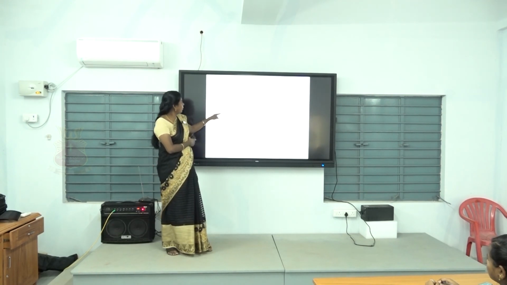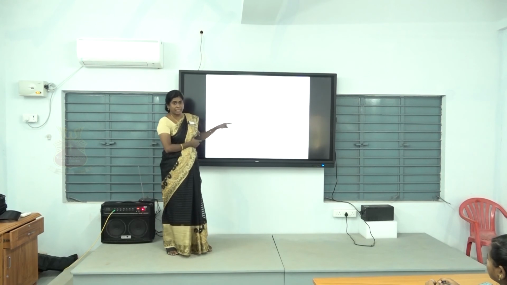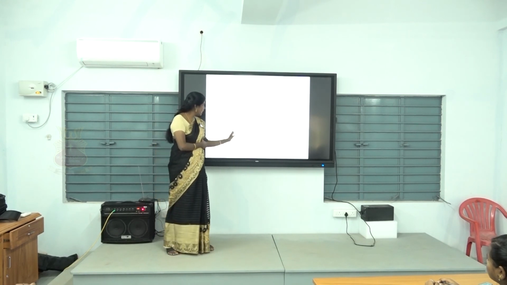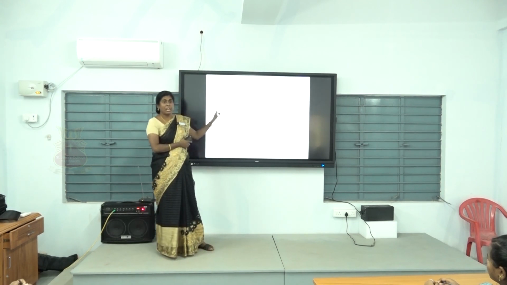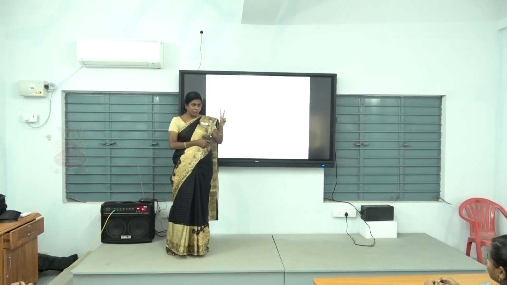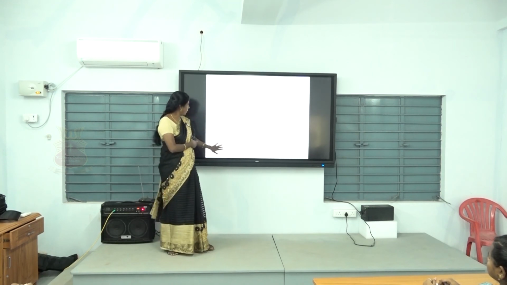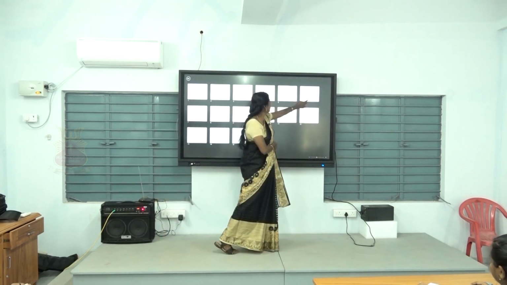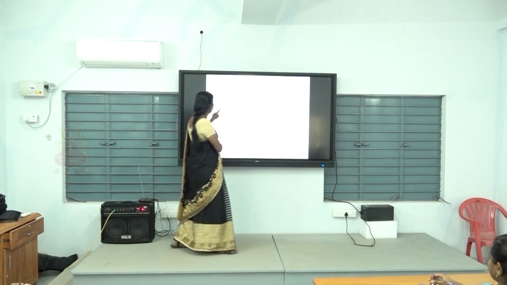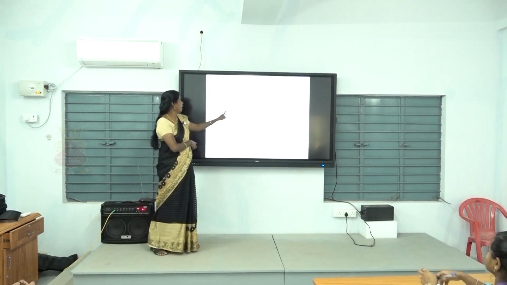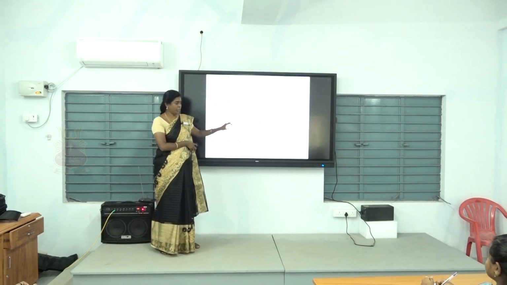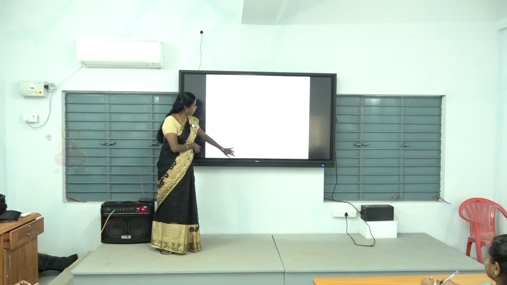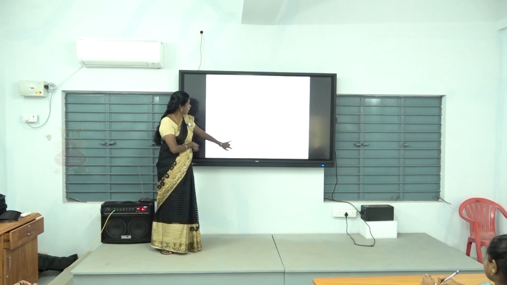Now we should calculate fixed cost. Fixed cost is not given in the problem, so we should find it out. How can we calculate fixed cost? There are two methods, and any one of the methods can be applied. The first one is contribution minus profit, or sales minus contribution. By adopting any one of the formulas, we can find out the fixed cost.